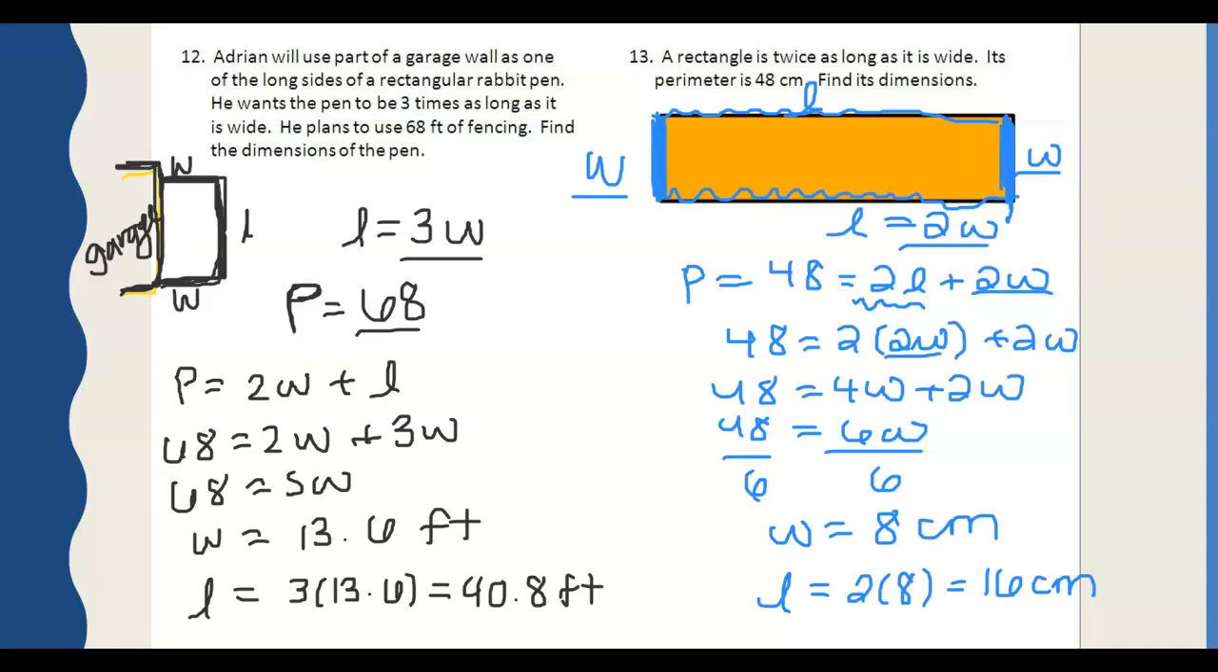We replaced because it told me that the length is twice the width. So in order to get everything in terms of one variable, we replaced. So since the length is equal to twice the width, we replaced the length with twice the width.